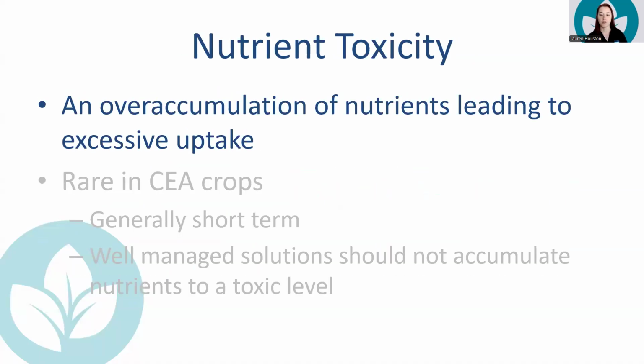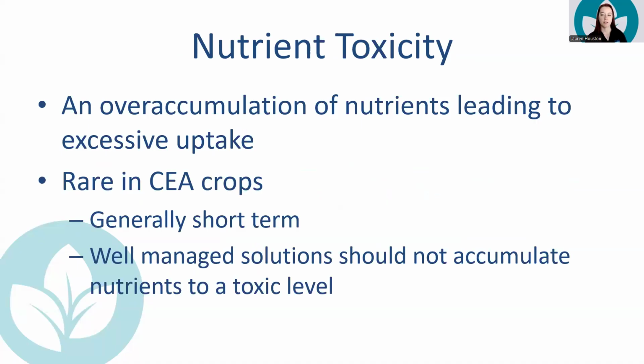Next, let's define nutrient toxicity. True nutrient toxicity is caused by an overwhelming excess of one particular nutrient. True toxicities are generally rare in CEA crops, as most crops are relatively short-term and recirculated solutions that are well managed will not accumulate nutrients to toxic levels.